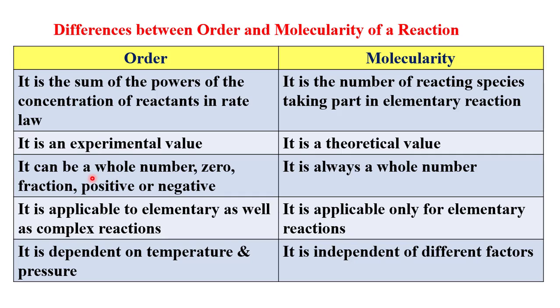So order can be a whole number like 1, 2, 3. It can be 0 also. For zero order reactions, the concentration will be raised to the power 0. It can sometimes be a fraction, positive, or a negative number also. When a negative number comes, the rate will be inversely proportional to the concentration of that reactant, right? Meaning it can be a whole number, 0, a fraction, positive, or negative. Whereas molecularity is always a whole number, right?